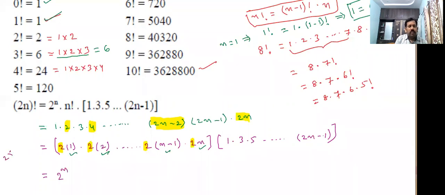2 into 2, we write 2 square. 2 into 2 into 2, we write 2 cube. There, n 2's are there, so we can write 2 power n. Remaining, observe that 1 into 2 into 3 and so on, n minus 1 into n. That we can write as n factorial, the product of n natural numbers, into the remaining odd numbers 1, 3, 5 and so on up to 2n minus 1. This is the answer already given here. Students, all of you understood now how I calculated the 2n factorial value. Okay.